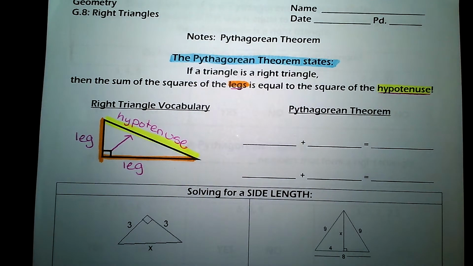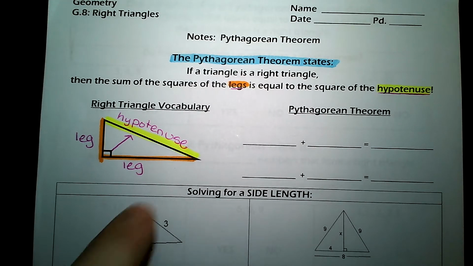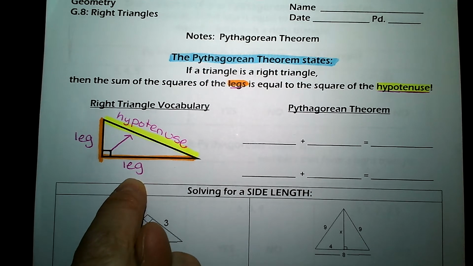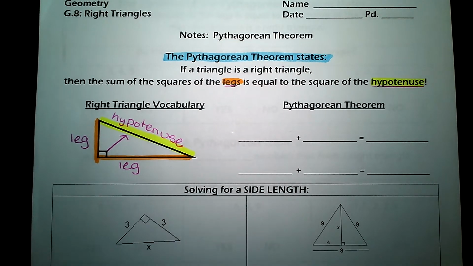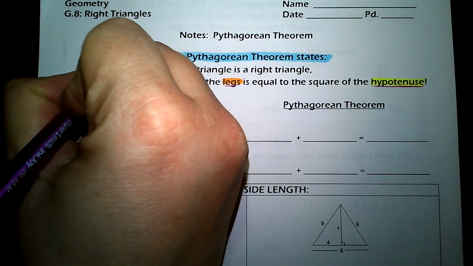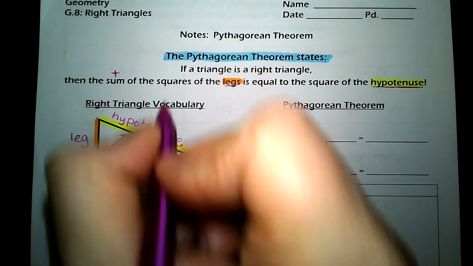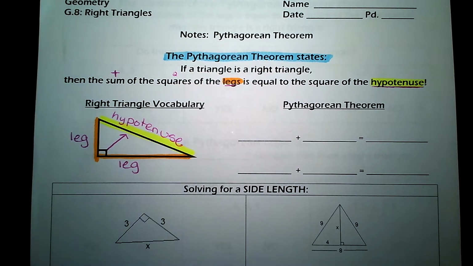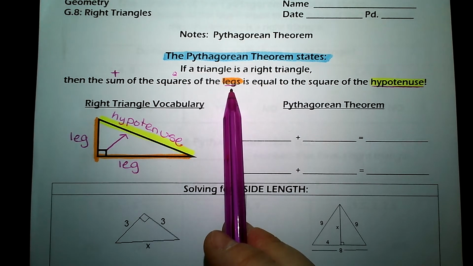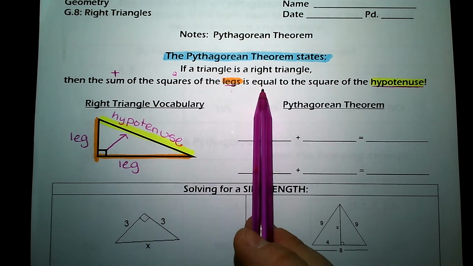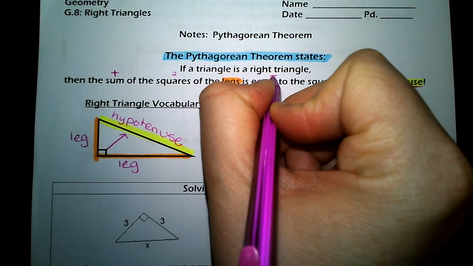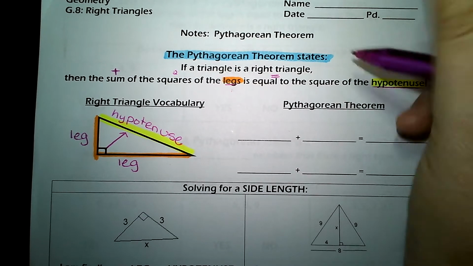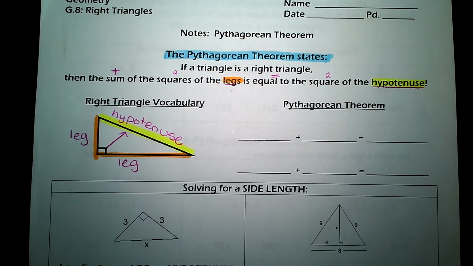All right, so let's try reading that theorem one more time. The Pythagorean theorem states, if a triangle is a right triangle, this is a right triangle, so that part's good, then the sum, which means to add, of the squares, that's that little exponent 2, of the legs is equal to the square, there's that little 2 again, of the hypotenuse. Okay, that's still kind of crazy.